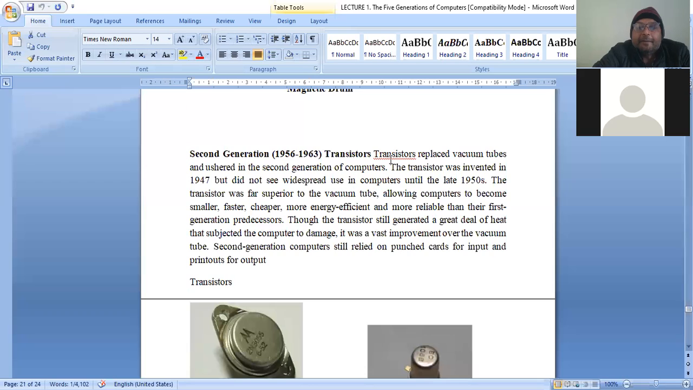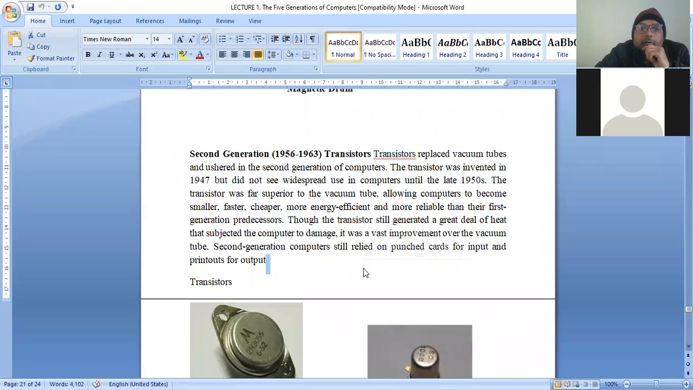You have seen transistors in TV, fridge, everywhere. Hello, hello, yes sir. Everyone knows transistor. What is a transistor?